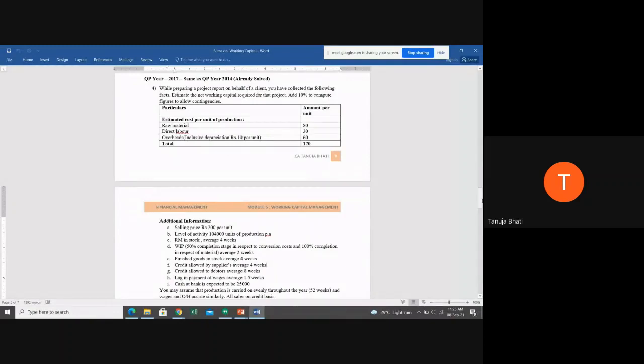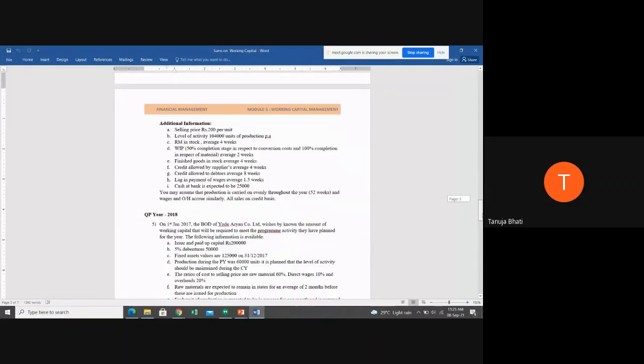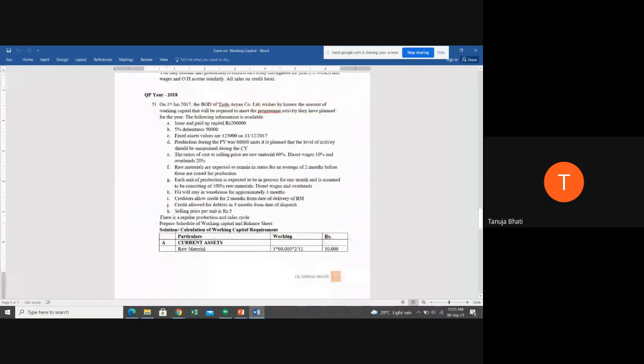Okay. Now let us move ahead to problem number 5. This problem is from the question paper 2018. Okay. So let us solve this problem. On 1st January 2017, the BOD of Yadu Yaran Company Limited wishes to know the amount of working capital that will be required to meet the program activity that they have planned for the year. The following is the information available.